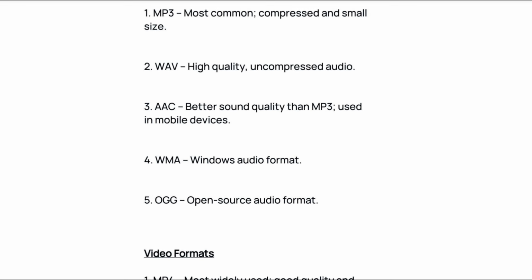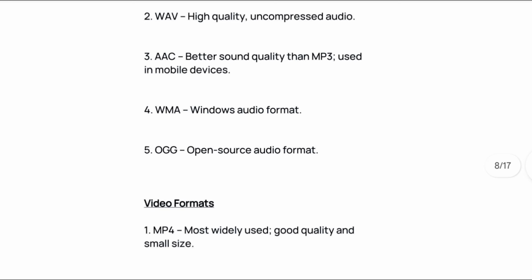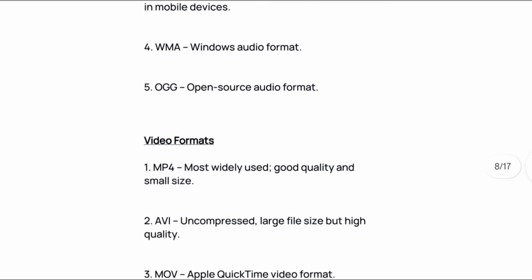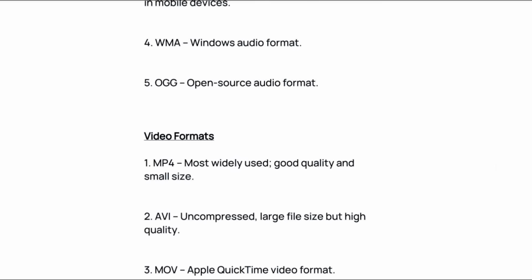The third one is AAC, for better sound quality than MP3. This AAC will be useful in mobile devices. Next, the fourth one, you have WMA, that is Windows Media Audio format, which will be helpful on Windows. And the last one is OGG. OGG is the open source audio format, where you can easily understand whatever you are trying to get. So these are the audio formats.